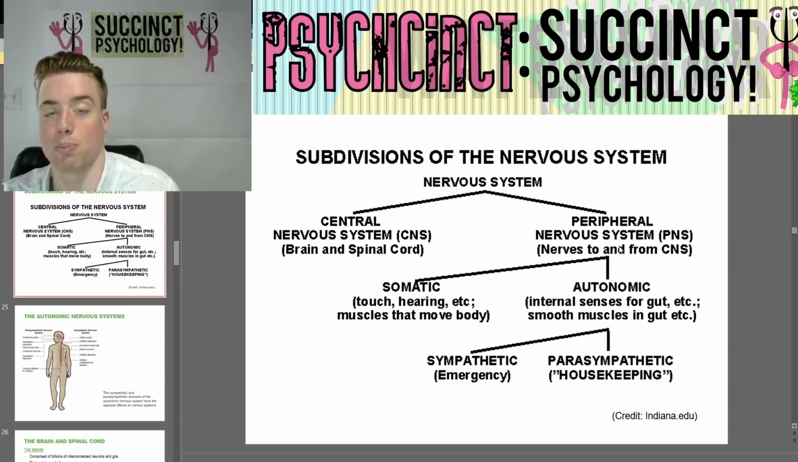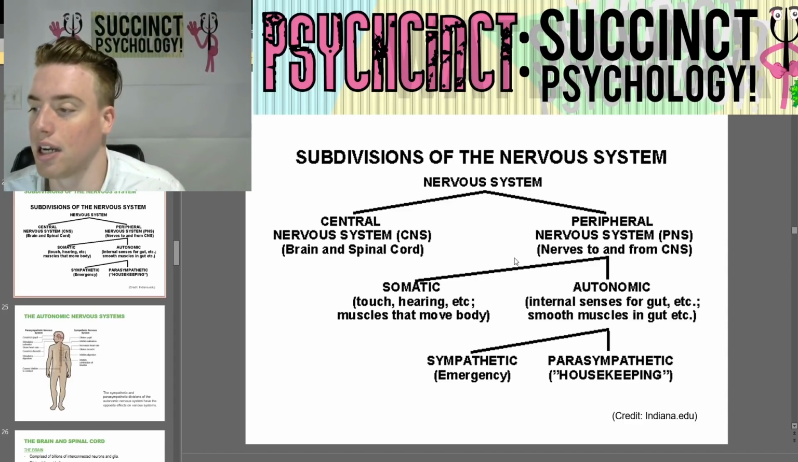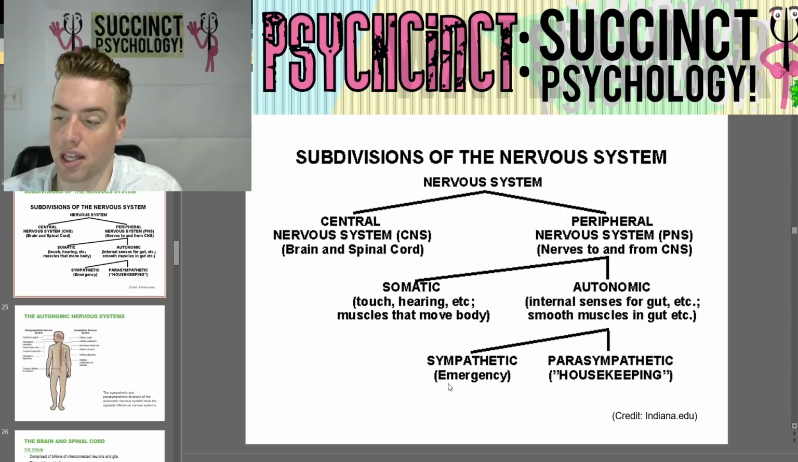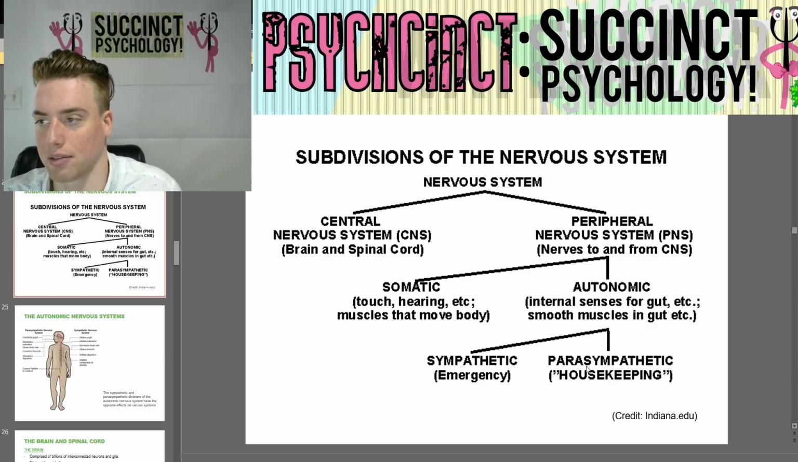Now, the peripheral can be broken down more into the somatic and autonomic nervous systems. So somatic is touch, hearing, etc., and muscles that move the body. And then autonomic are the internal senses for gut, smooth muscles, etc. And autonomic has two more branches, which is the sympathetic, emergency, and parasympathetic, which is housekeeping. So just relaxed state, day-to-day stuff.